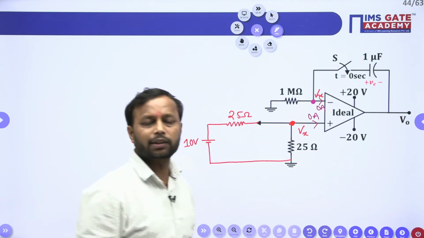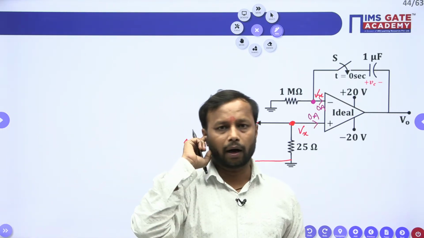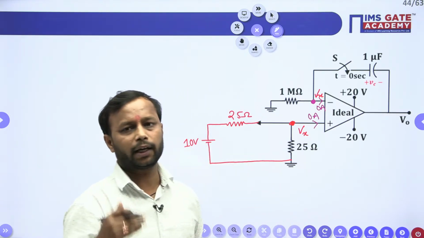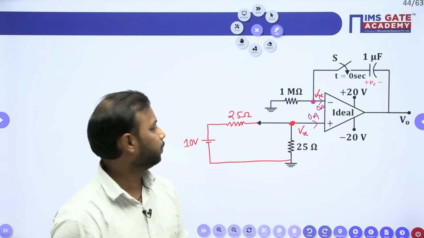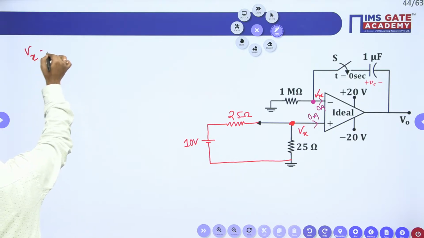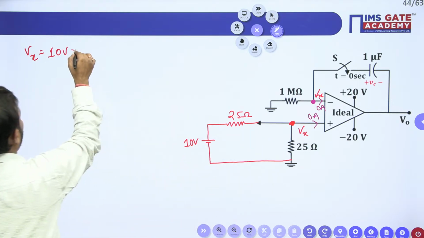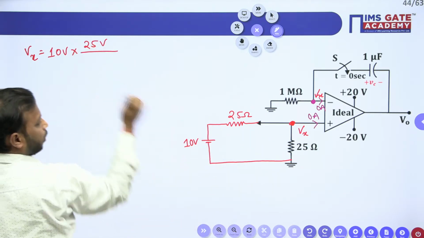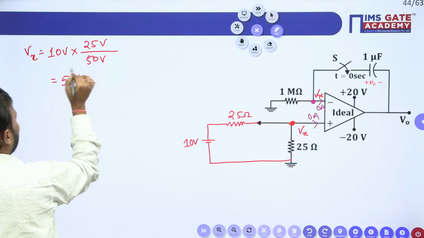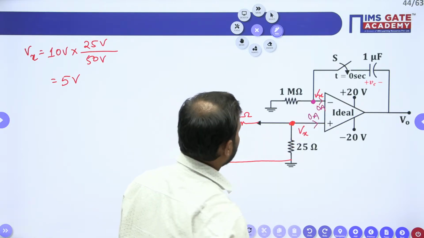I hope this is clear to you. The virtual ground concept means the current entering into the op-amp will be 0, and the positive terminal voltage and the negative terminal voltage will become the same. So this Vx will be equal to, again by the voltage division rule, 10 volt into 25 volt divided by the sum, which is 50 volt. This will become 5 volt. So we have Vx value as 5 volt. All right.